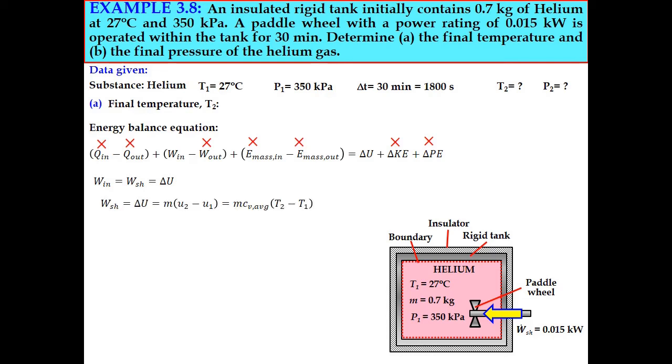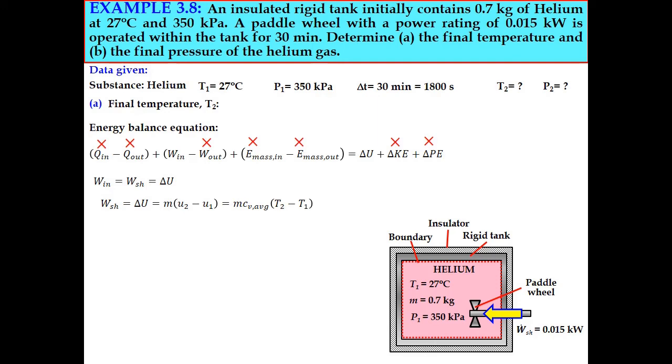Now the shaft work, if we elaborate more, equals delta U, which equals m multiplied by U2 minus U1. The question doesn't mention any specific condition on whether you need to use the table for helium or the specific equation. Because we want to know the temperature, we will use the second equation, which involves the average specific heat.